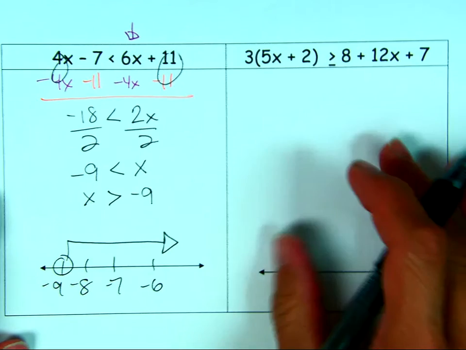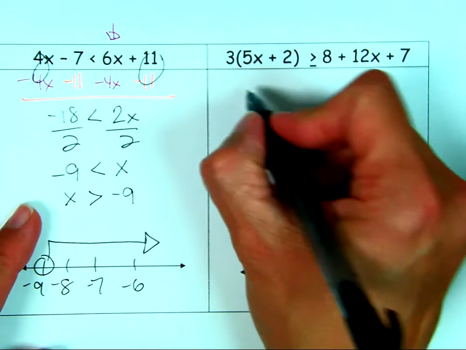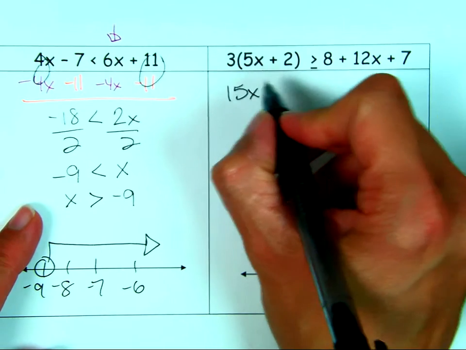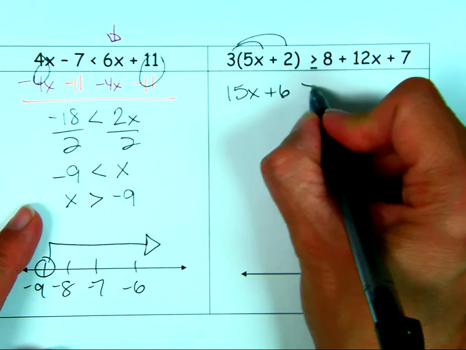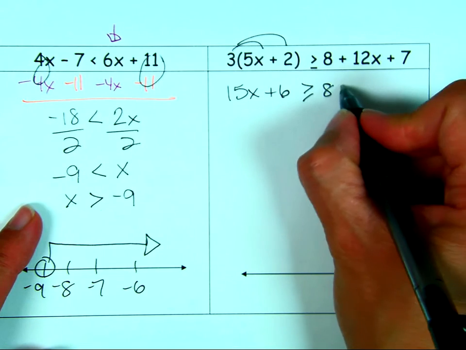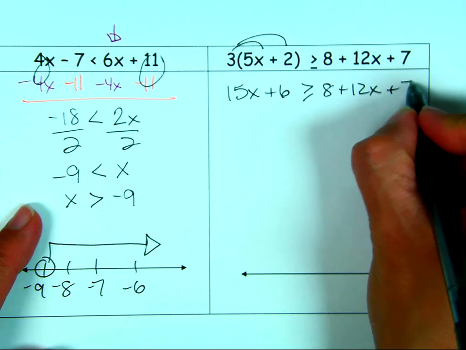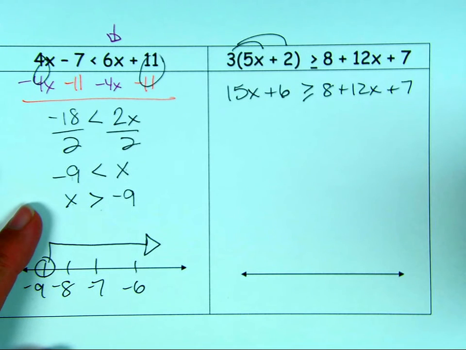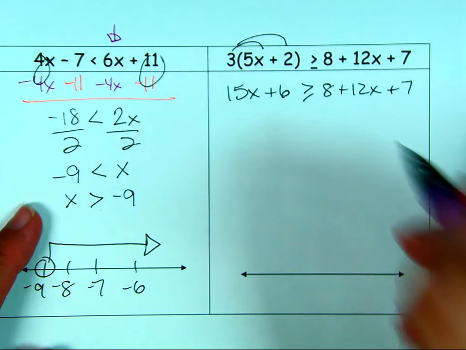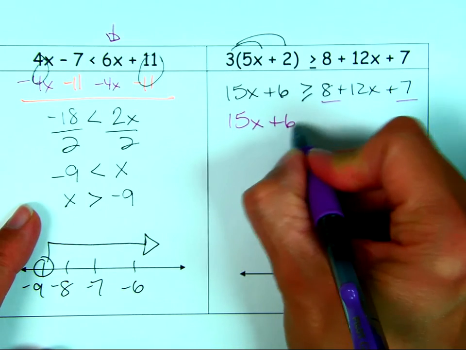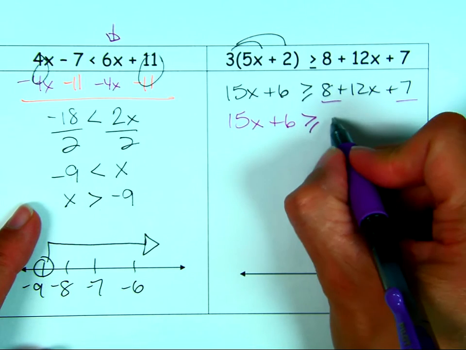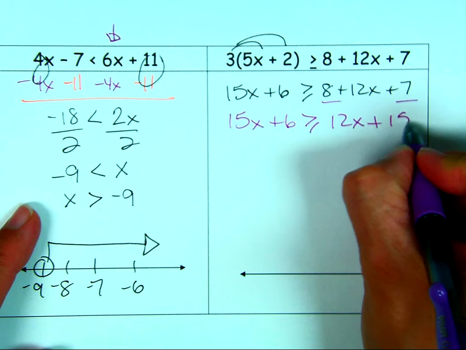All right, last one. 15x, getting rid of my parentheses using distributive property, plus 6 is greater than or equal to 8 plus 12x plus 7. That was the first step. I mean, we didn't have any fractions, so that's our first step. Combine like terms. Here's some like terms. So we have 15x plus 6 is greater than or equal to 12x plus 15.